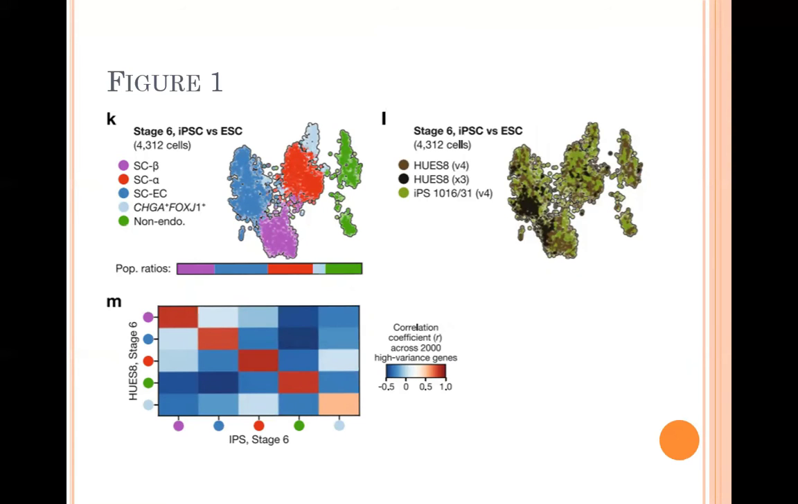So this is a quick figure from the appendix, and it's just briefly overviewing the experiment done and comparing cells at stage 6 with embryonic stem cells and induced pluripotent stem cells. And this just shows that there's a high correlation between them. So it can be concluded that changing the stem cell lines does not have a drastic effect on the progression of in vitro beta cell differentiation.